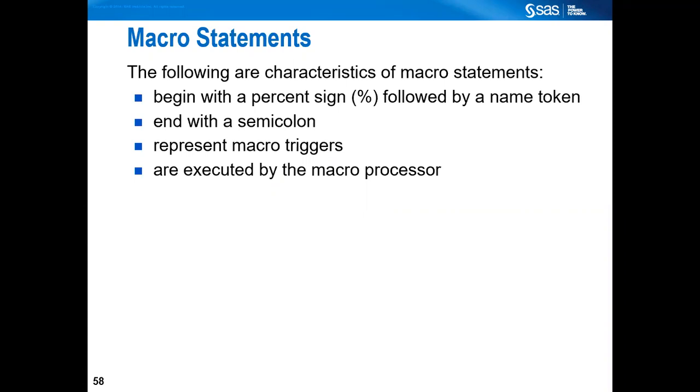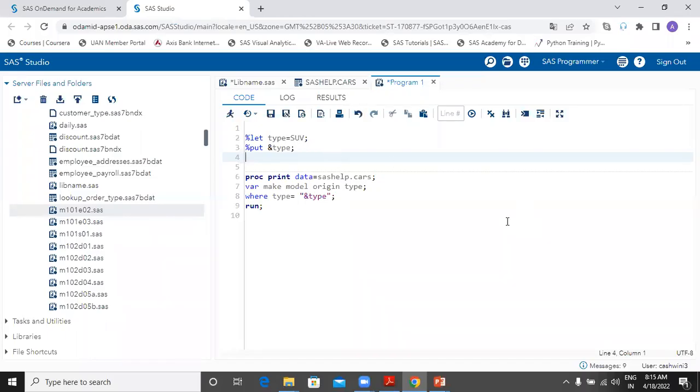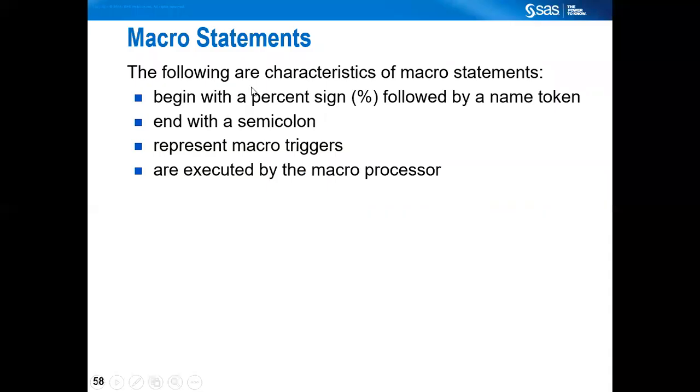Okay, so how is a macro statement in your programming defined? It's telling the following are the characteristics of a macro trigger. It always begins with a percent sign followed by a name token. It ends with a semicolon. We have two examples here. What are your two macro statements? %let, %put. Absolutely correct, because they start with a percent sign followed by a name token and end with a semicolon. So these become your macro language statements. Then it's telling us it represents a macro trigger. Yes, the percent sign is a representation of your macro trigger, and they are executed by your macro processor.